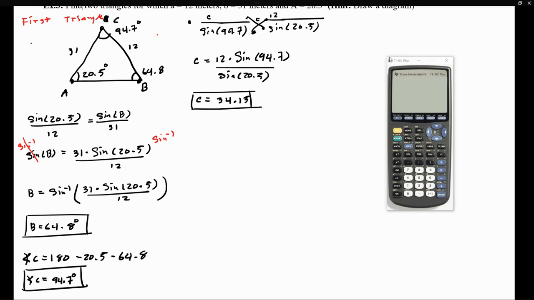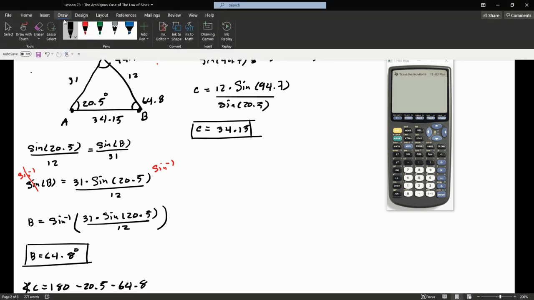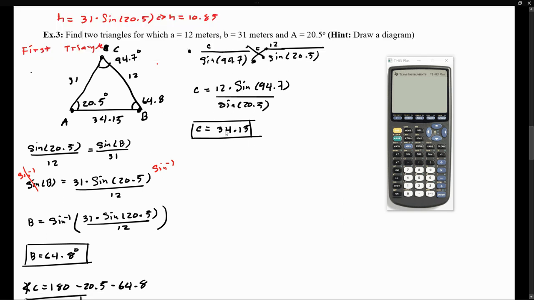So let's pause here for a second, because now I have properly solved for one triangle. I know the value of all three interior angles, and I know the value of all three sides. But didn't we state that due to the ambiguous case of the law of sines, we could have two triangles? So how do we create this second triangle? Well, for that, let me just erase this because I might need some extra space here. So I know that it must be a second triangle. So how do we define that second triangle?